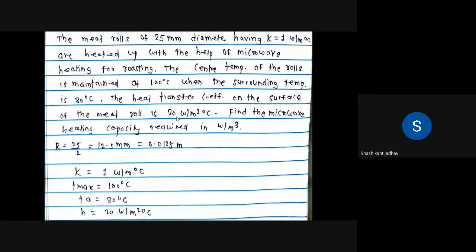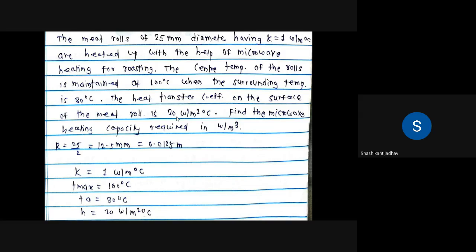Which value do we have to calculate? Qg, heat generated per unit volume. What does watt per meter cube mean? Heat generated per unit volume. Okay, so first of all we have to read the problem carefully and write down the things given in the problem.